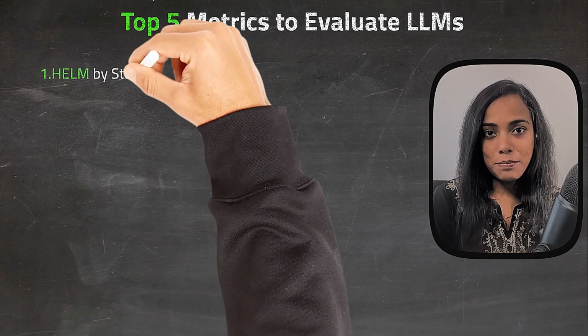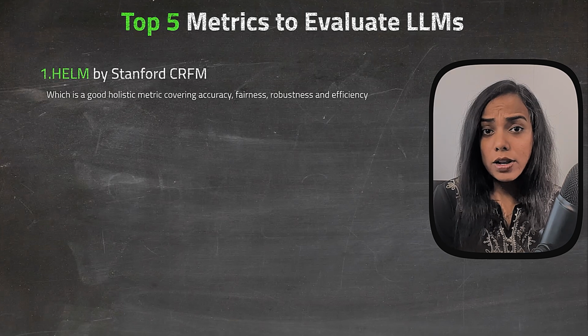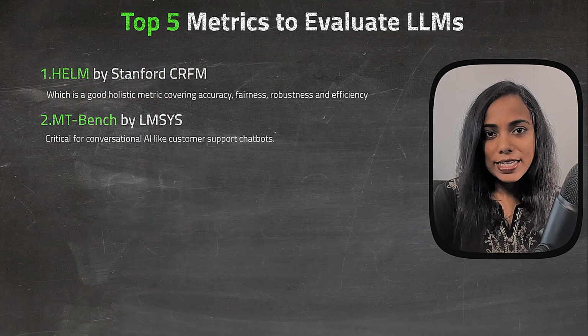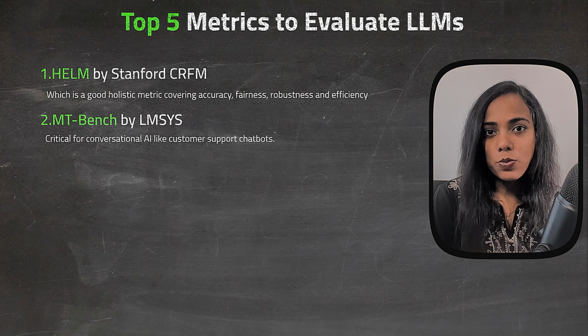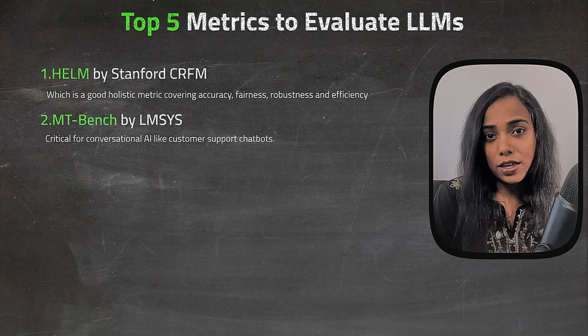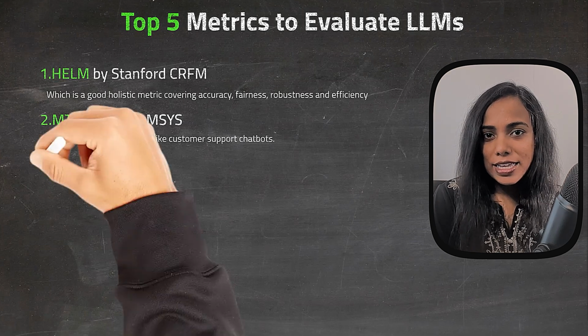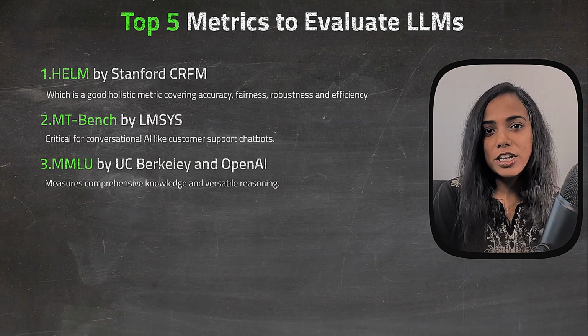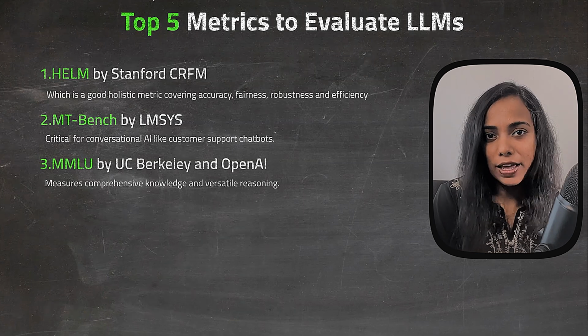First one is HELM by Stanford, which is a good holistic metric covering a lot of aspects. Second one is MT Bench by LMSYS, which is more for customer support chatbots kind of thing. Another metric is MMLU by UC Berkeley, which measures the comprehensive knowledge and versatile reasoning of the LLM.